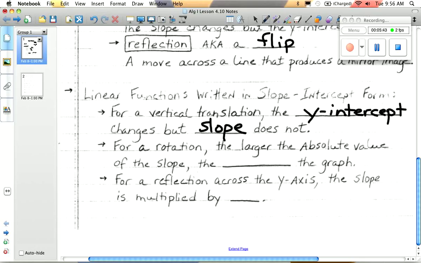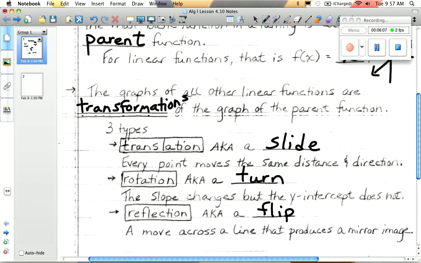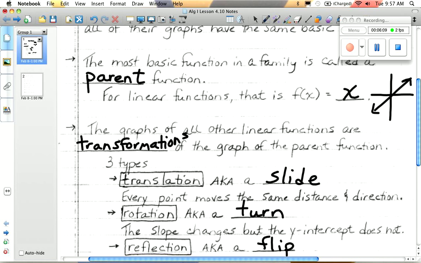So if a vertical translation, which is the only type of translation we have to deal with, is the transformation, you can count on the y-intercept changing, but not the slope. For a rotation, the larger the absolute value of the slope, so think about it, we're turning it. Okay, so we got the parent function. Remember what I said, we got the parent function here, and we're going to rotate it. So that would mean we're going to turn it.